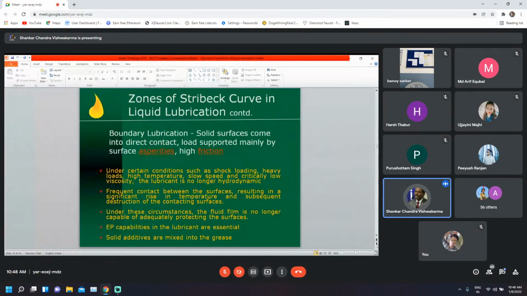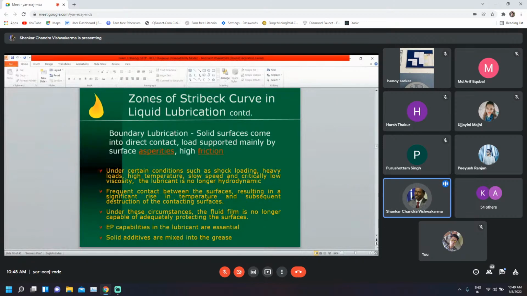So during the start, or maybe during the stopping of the engines, this boundary lubrication comes into the picture, because at that time the load is very high, and because the crank is rotated from rest, from zero velocity to some velocity, there will be a shock also, and load is there. Because of that, the asperities of the crankshaft as well as the bearing will come in contact, and the film is not sufficient. I mean, the critical film thickness is not sufficient.